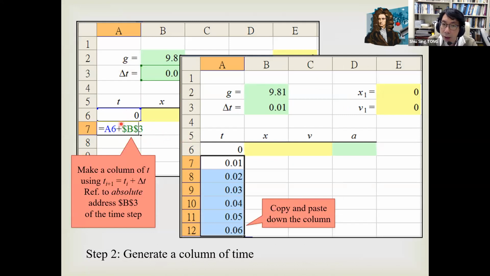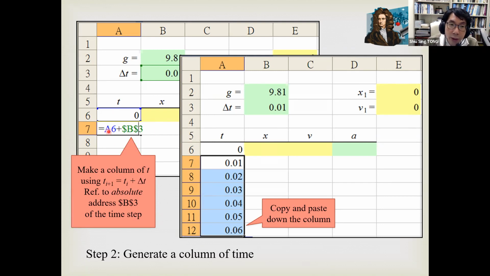Now we create the column of time. How do we do that? We want each time interval to be of the same length, and the length is given by the cell B3, which holds the value 0.01 in this case. So how do we construct that? The initial time, T1, is of course 0. How do we calculate T2? T2 is just T1 plus delta T. The two times are just separated by delta T.